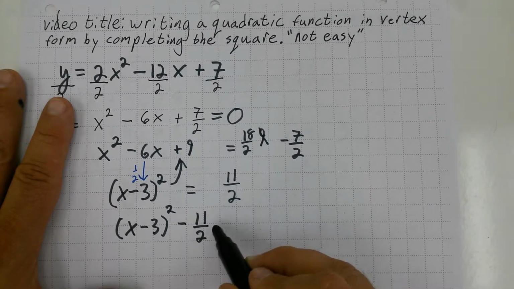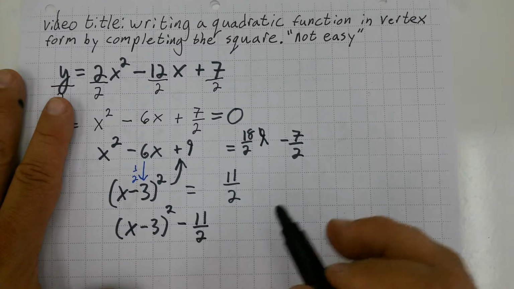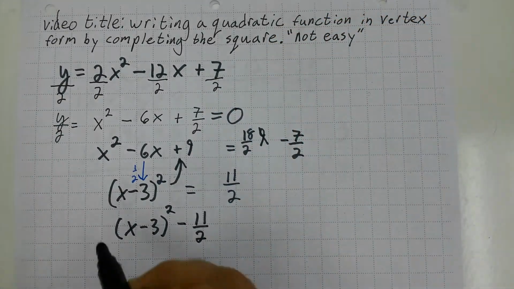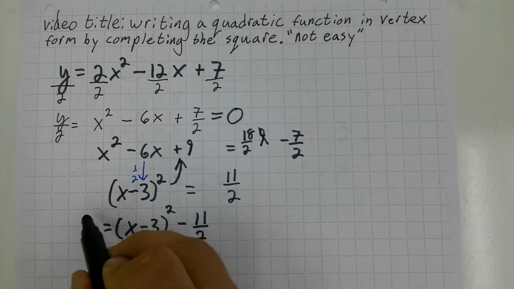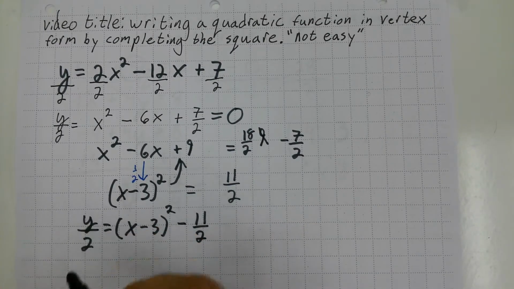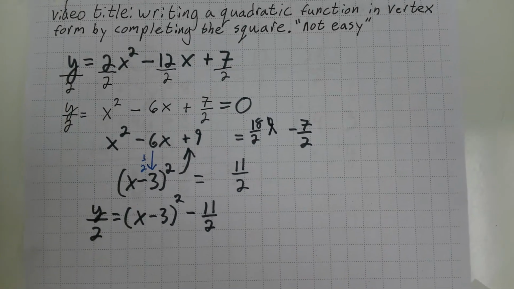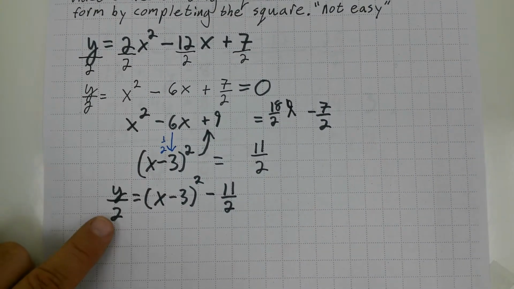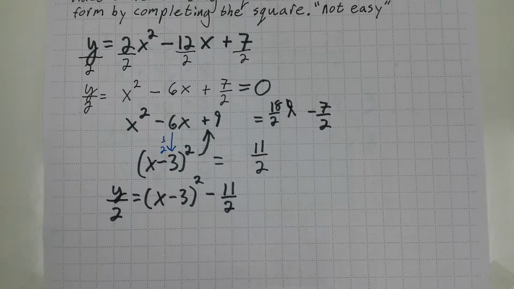Now, instead of writing equals 0, which I should, but that's only imagination, it's actually y over 2 equals this. So I'm going to rewrite that as y over 2 equals that. Now, to finally get this in vertex form all worked out, what I need to do is have it in y equals format. So the opposite of dividing by 2 is multiplying by 2.